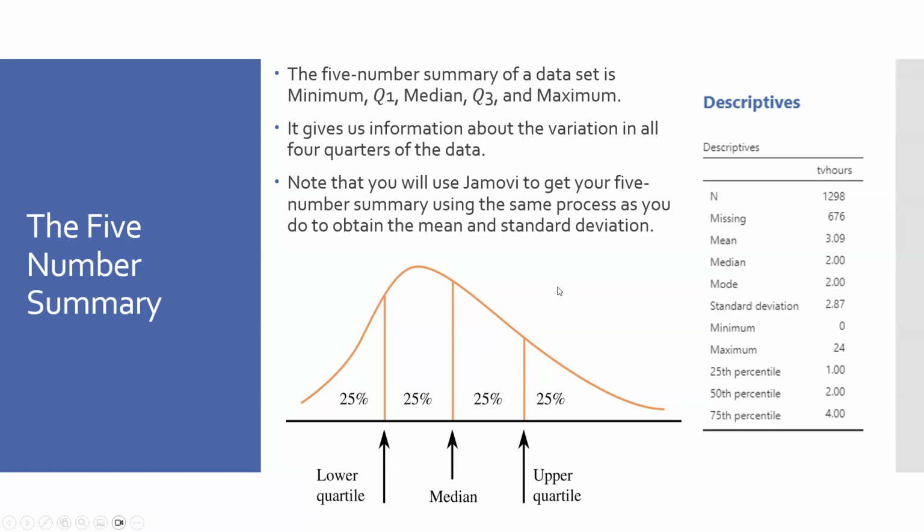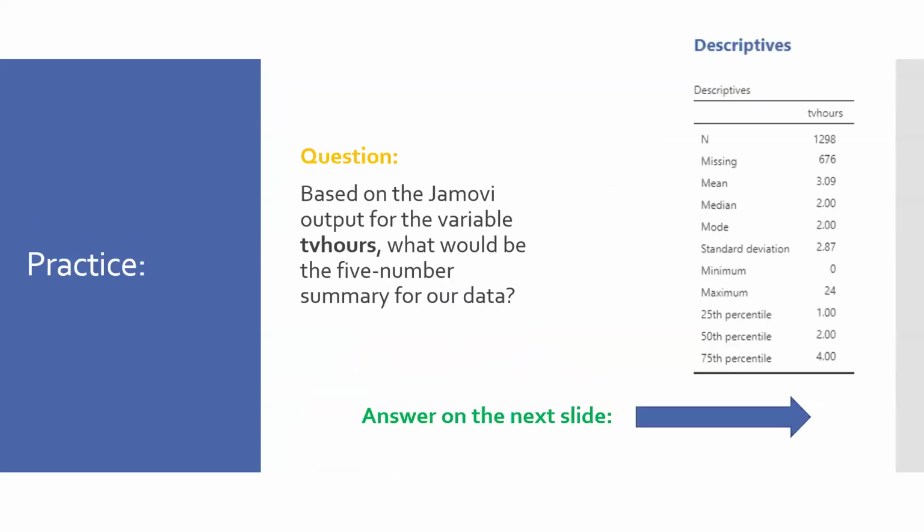And this also gives us information about the variation in all 4 quarters of the data. And Jamovi will do this as well. Mind you, I'm talking about this stuff. You use this process just like you'd use a computer, and now you're able to interpret what's going on.